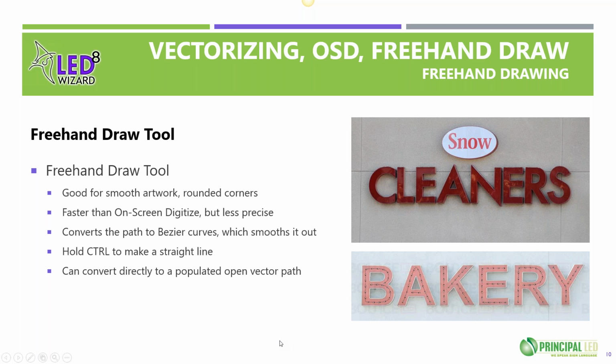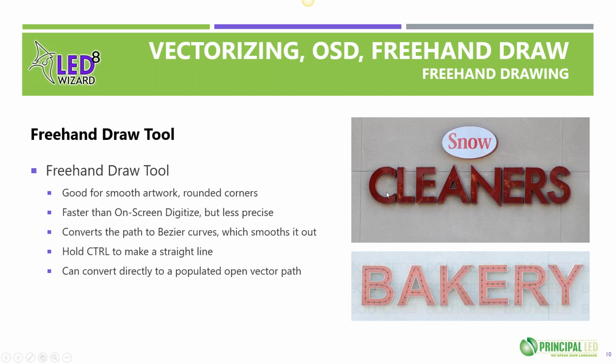So I say this is good for smooth artwork, rounded corners. It's not as precise. I mean, you can make corners with straight lines, and you hold control to do that. So you can be pretty precise with this. Drawing the center path on the curves is more challenging, and you'll see me struggle with this to try to get a good curve in the center. But again, it converts that path to Bezier curves, and then you can edit the Bezier curves and make sure that it's really smooth.